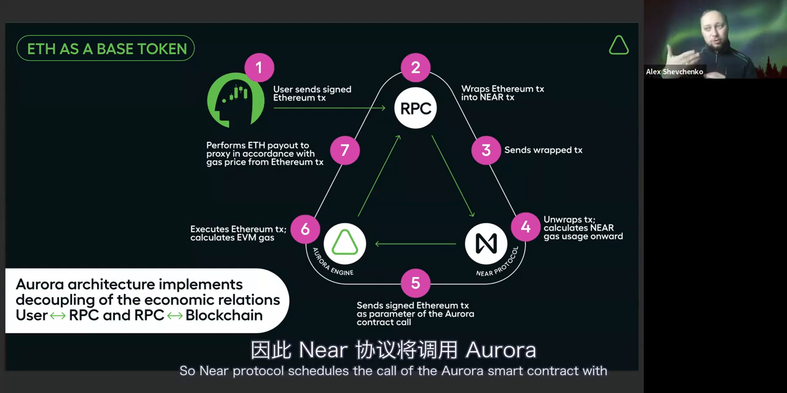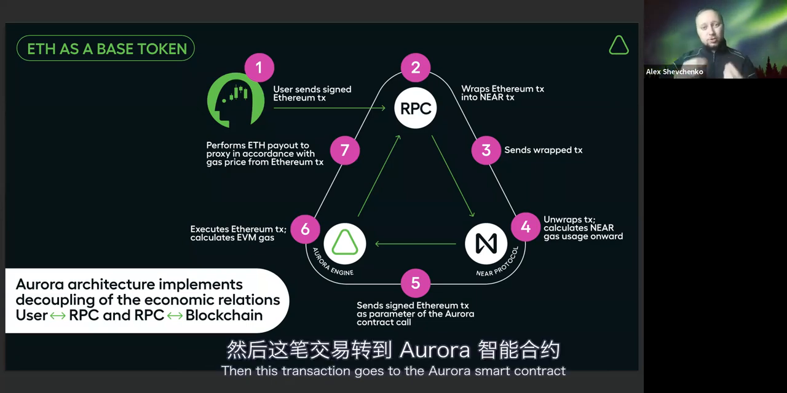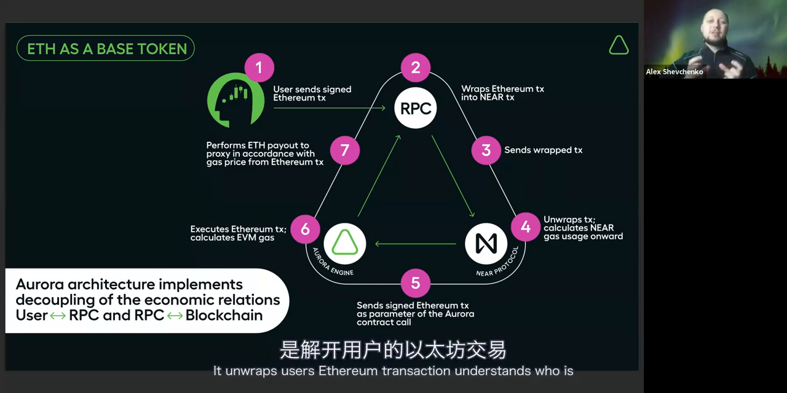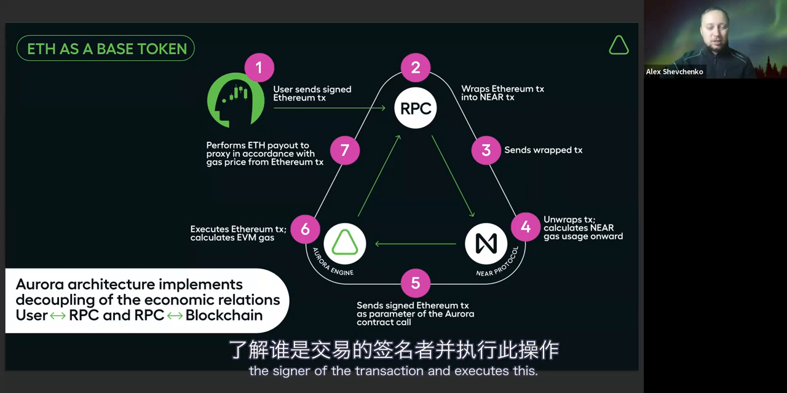So NEAR protocol schedules the call of the Aurora smart contract with the parameter as this user-signed transaction. Then this transaction goes to the Aurora smart contract, and what the Aurora smart contract does is unwrap the user's Ethereum transaction, understand who is the signer of the transaction, and execute this.